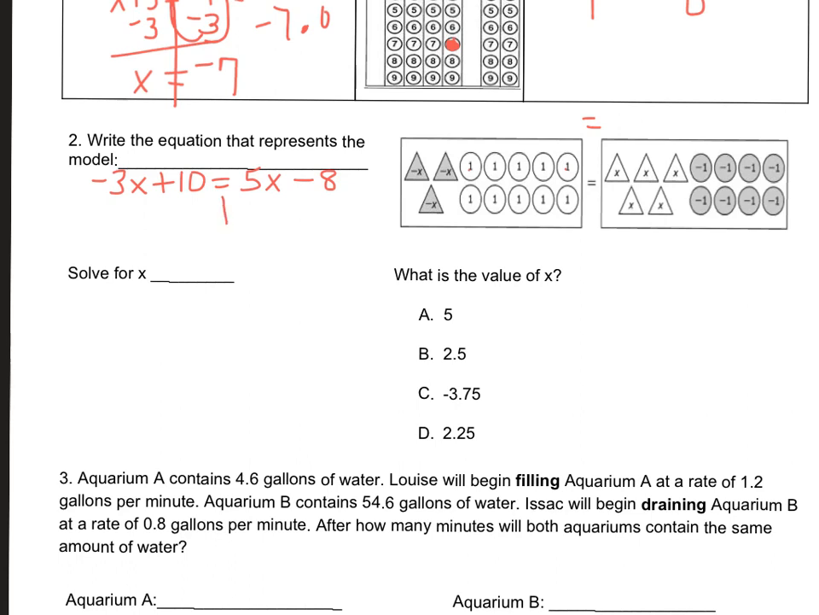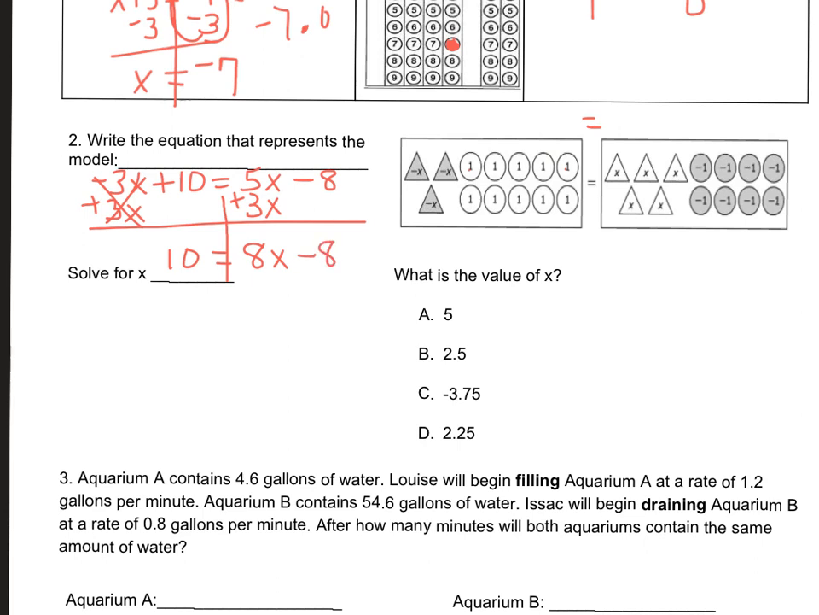So in order for my variables to just stay positive, I'm going to go ahead and move the smaller coefficient, the negative 3x, by, again, adding 3x on both sides. Make sure you keep your like terms together. We've talked about that in class. That leaves me with 10 is equal to 8 times x minus 8.